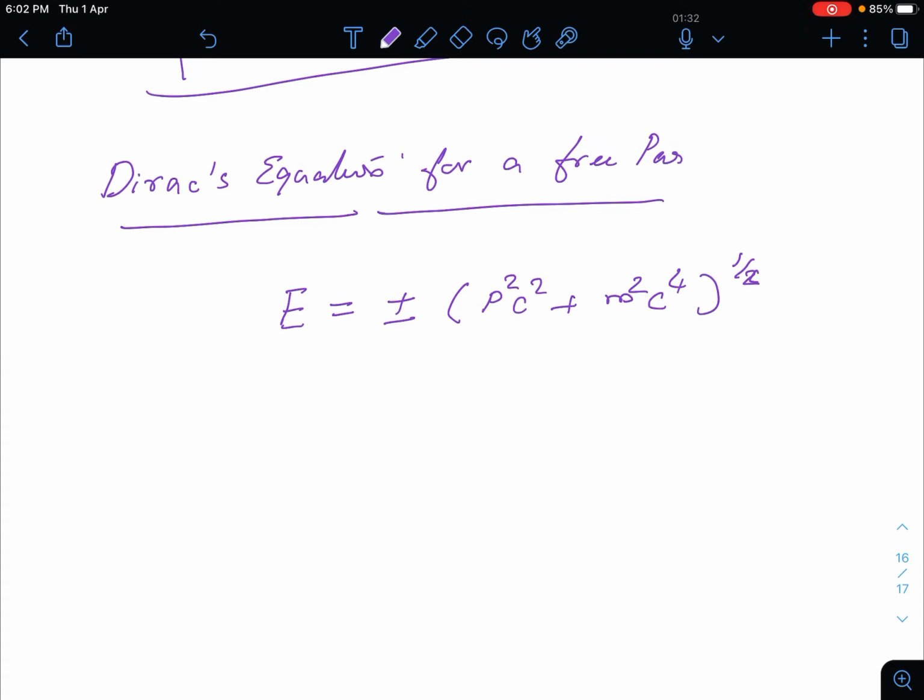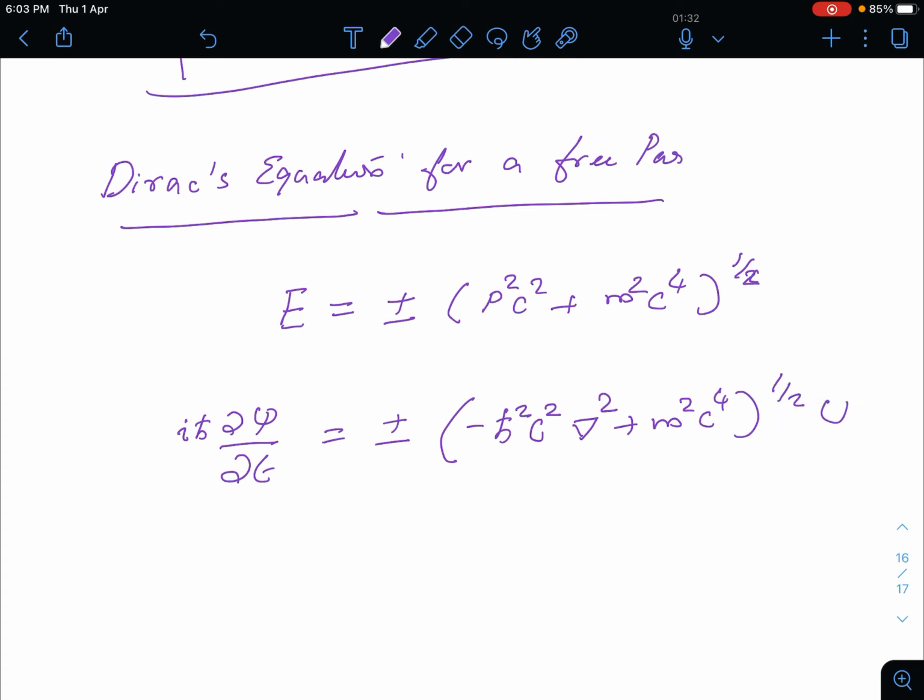Now let us replace the old E and P with the corresponding operators and apply those on the wave function psi(r, t). In that case, E is simply iħ ∂ψ/∂t, which is equal to plus or minus the square root of p square. P square is simply minus ħ square del square. So you have a c square also: minus ħ square c square del square plus m square c raised to 4, all raised to half, which acts on psi.